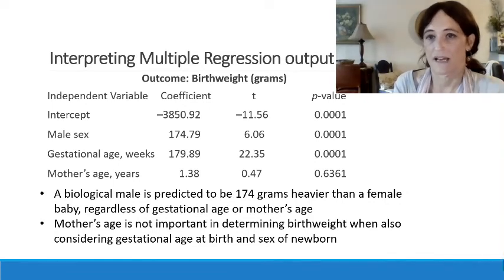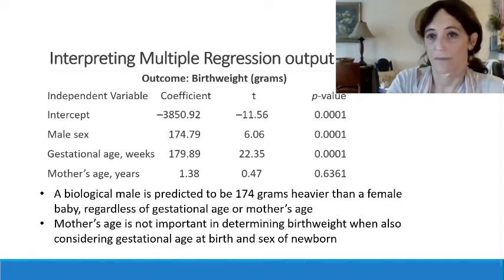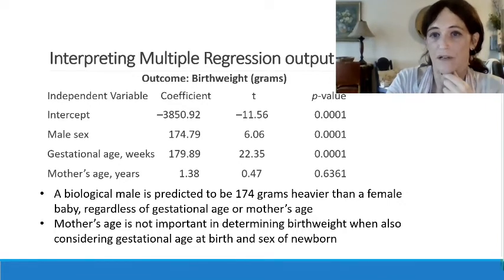We could also say mother's age is not important in determining birth weight when also considering gestational age of birth and sex of the newborn. However, we could also be more clear about that if we were to run a simple linear regression and say that there was no association between mother's age and birth weight in a crude model. So that's why it's important to maybe do those intermediate models first to see what those crude associations are. That'll help you better understand what's happening in the multi-regression context.